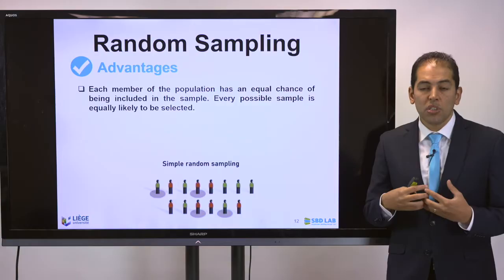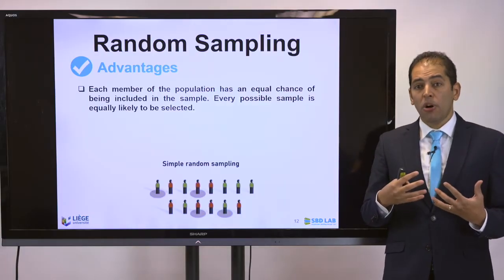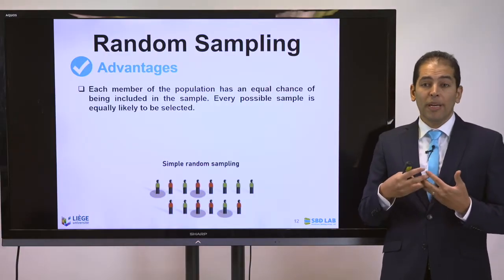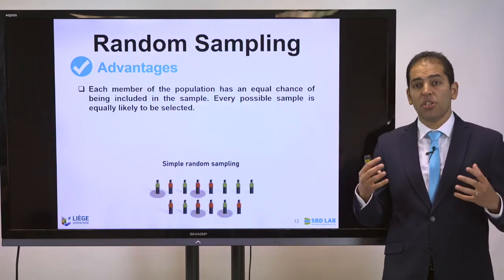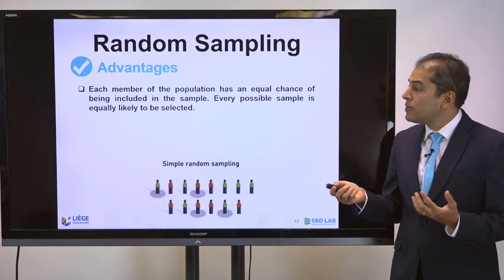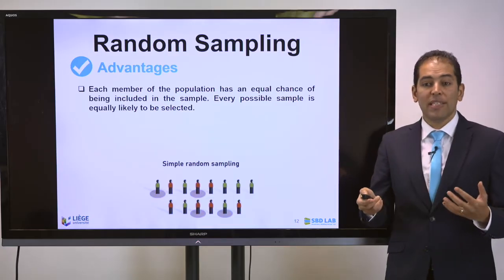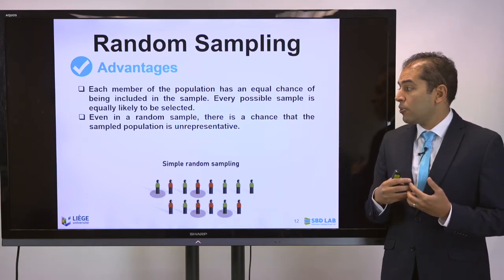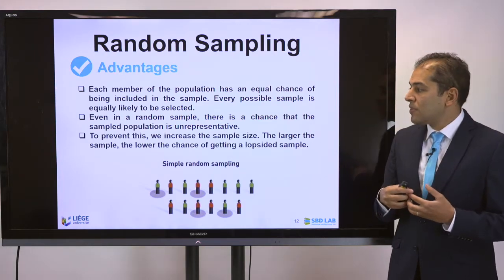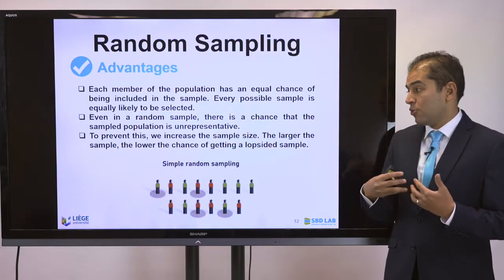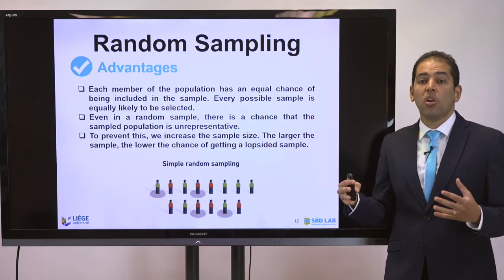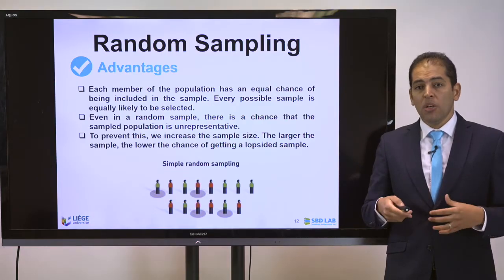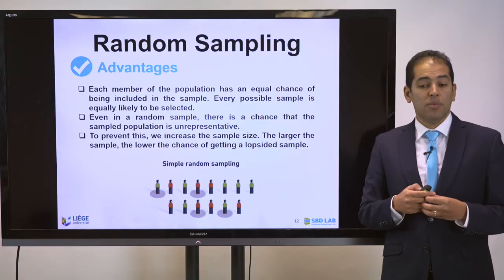Now, what are the advantages of random sampling? Each member of the population has an equal chance of being included in the sample. By that, you can assure that you have a better coverage and a better representation, and every possible sample is equally likely to be selected. Also, even in a random sample, there is a chance that the sample population is unrepresentative, but at the same time, we try to prevent that. How do we do that? To prevent this, we increase the sample size, so the larger the sample, the lower the chance of getting lopsided samples. So this is simply the advantage of random sampling.